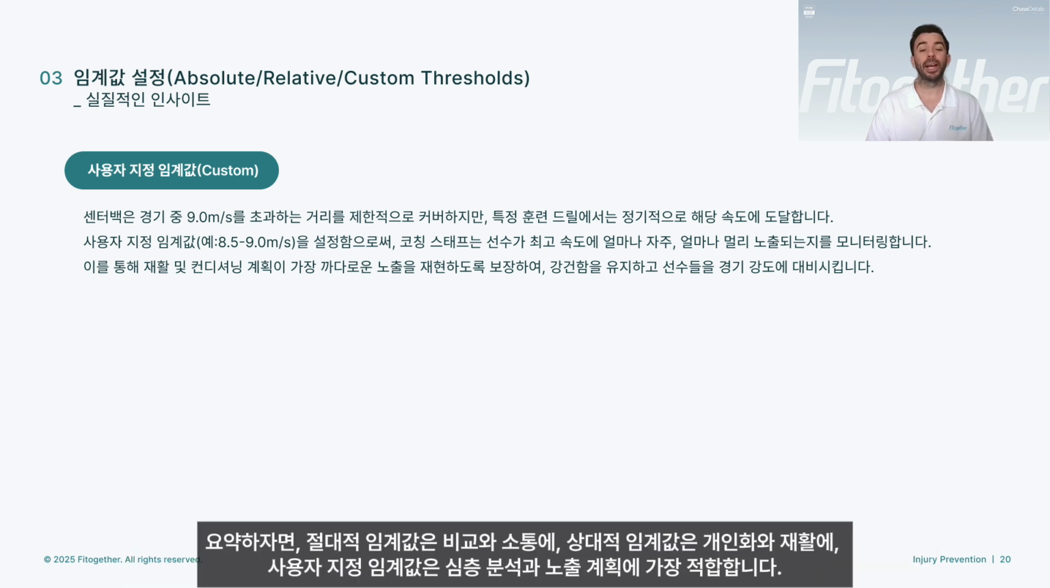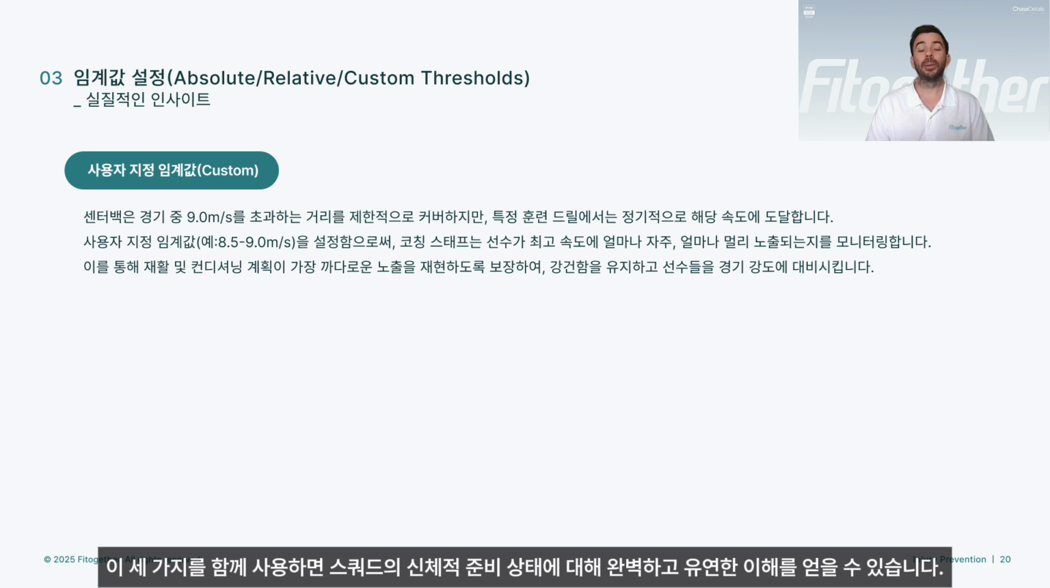So to summarize, absolute thresholds are best for comparisons and communication, relative thresholds for personalization and rehab, and custom thresholds for deeper analysis and exposure planning. Together, they give you a complete and flexible understanding of your squad's physical readiness.